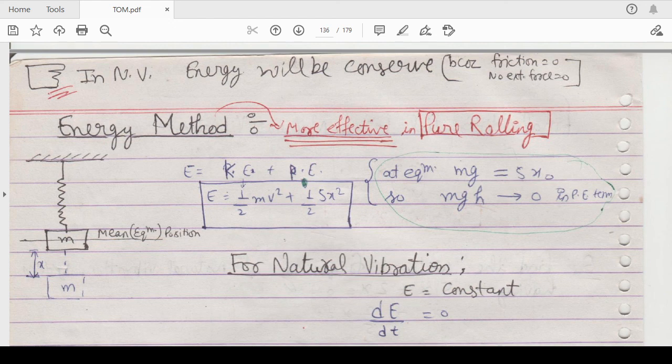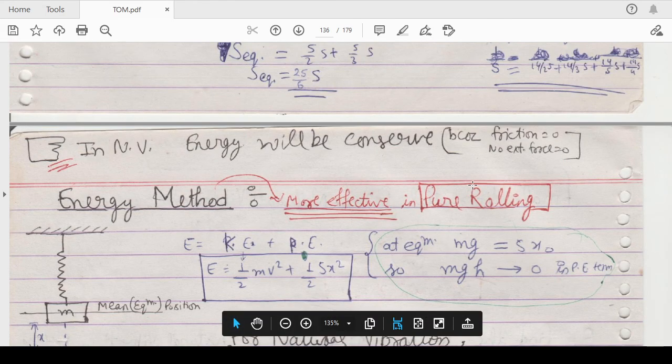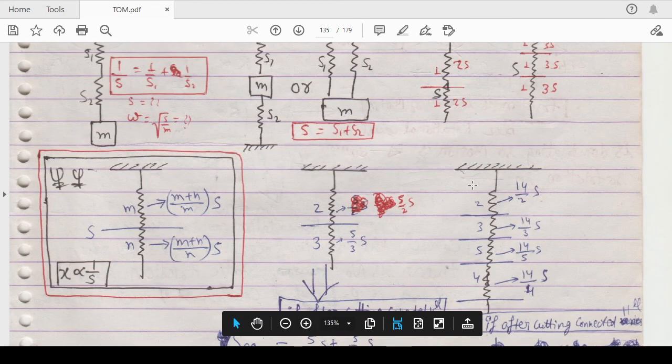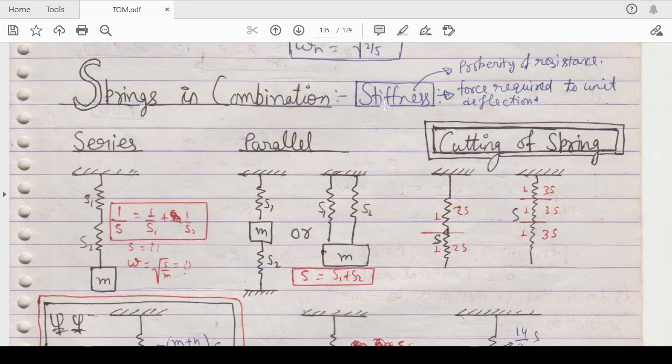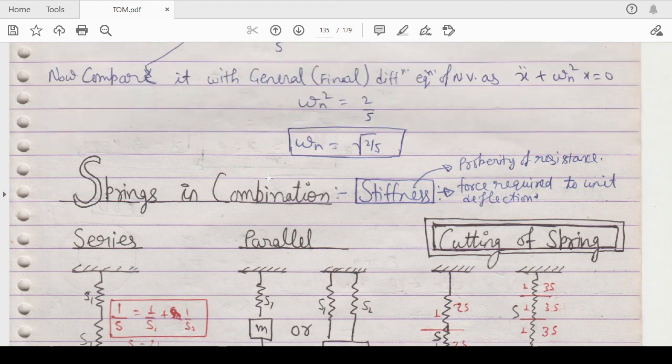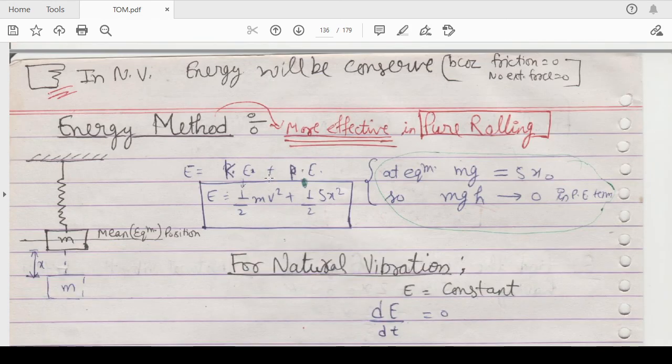Hello friends, as in the last session we have discussed the boundary conditions of natural frequency as well as natural vibration, and we have discussed how you can utilize or calculate springs in combination. Okay, so today we are going to discuss the energy method of vibration for the calculation of natural frequency.